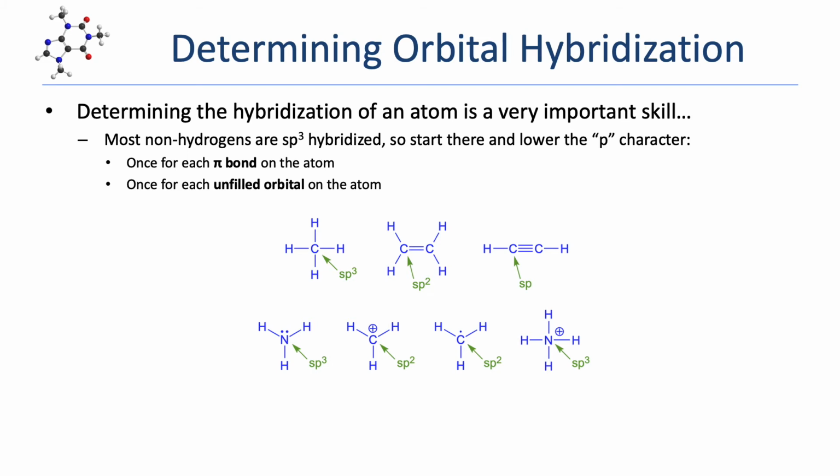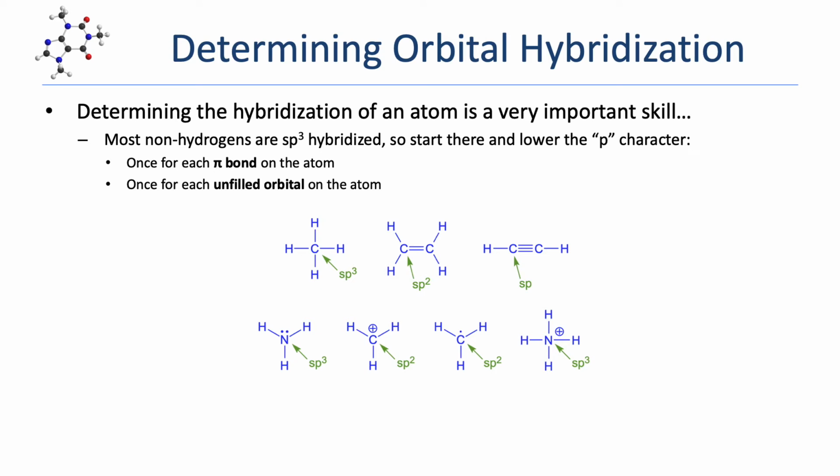So what you want to do is look at an individual atom, start by assuming it's sp3, and then count how many pi bonds, if any, are connected to it. And for each pi bond, you lower that p character down by 1. So if it has one pi bond, it goes from sp3 to sp2.